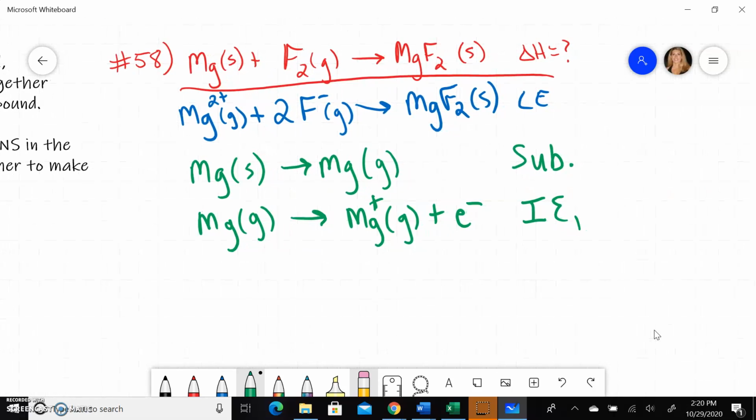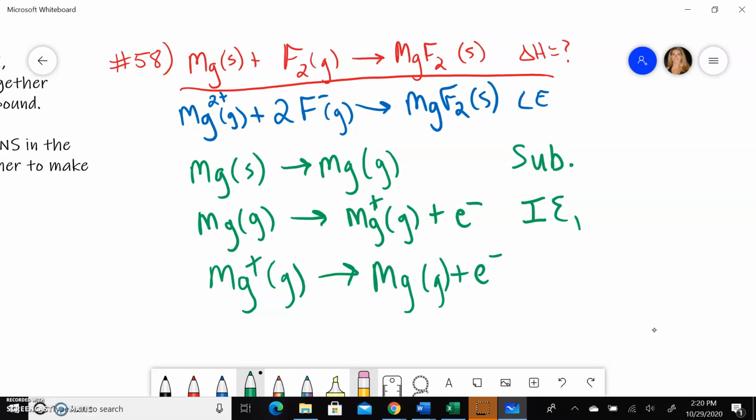All right, then we have to take off another one because you can't take them off at the same time. You can put them on at the same time, but you can't take them off at the same time. So now we need to do the second electron because we need it to be +2. Notice that I'm going to start with Mg+ because that's what it was right there. And I'm going to take off a second electron to make it 2+. And that is the second ionization energy. So now we've taken Mg solid, which was in the red equation, and turned it all the way into Mg2+ as a gas, which is now in the green equation.